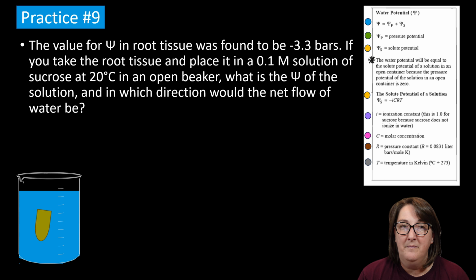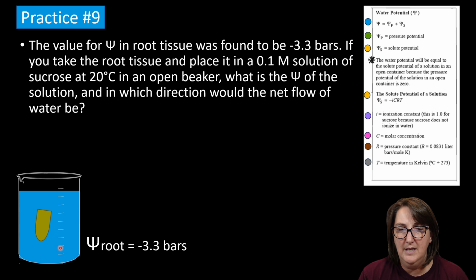All right, number 9. The value for water potential in root tissue was found to be negative 3.3 bars. If you take the root tissue and place it in a 0.1 molar solution of sucrose at 20 degrees Celsius in an open beaker, what is the water potential of the solution? And in which direction will the net flow of water be? So we got to ask, what am I looking for? What do I need to solve for? Right now, they're giving me this.